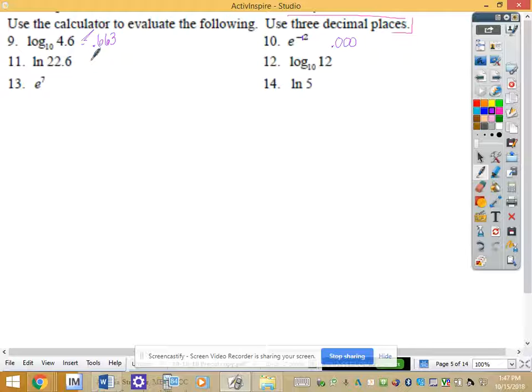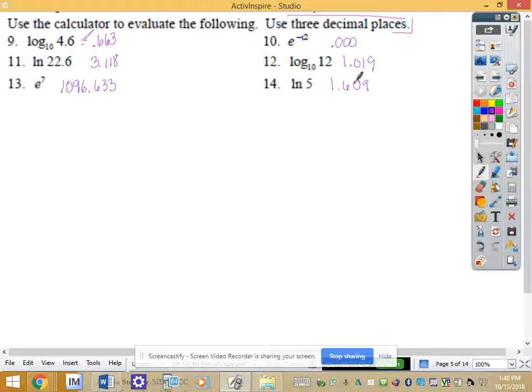The next one is 3.118. The next one would be 1.019. The next one is 1096.633. And the next is 1.609.